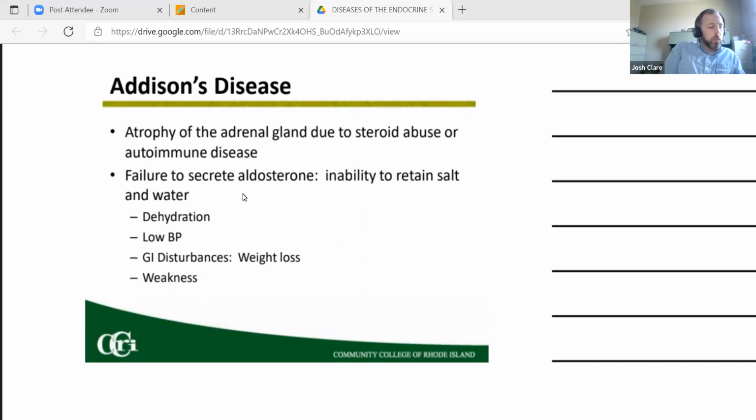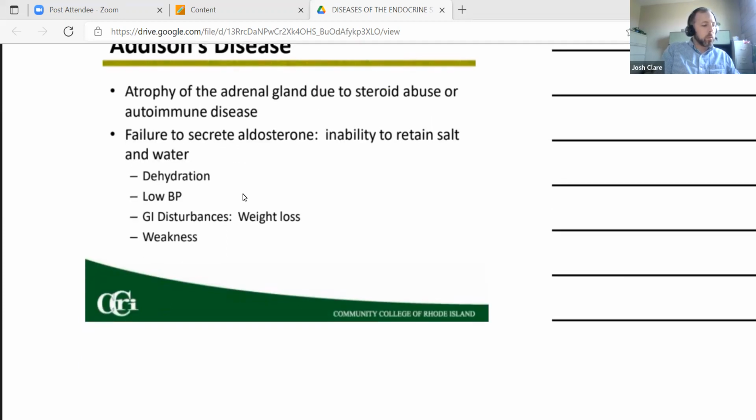IV rehydration needs to begin immediately. So that's something we're going to be wanting to educate our patients on and then be aware of, especially if we're performing exercise, understanding that they can become dehydrated very quickly. Hormone replacement therapy, which will need to be constantly monitored, especially in times of stress.